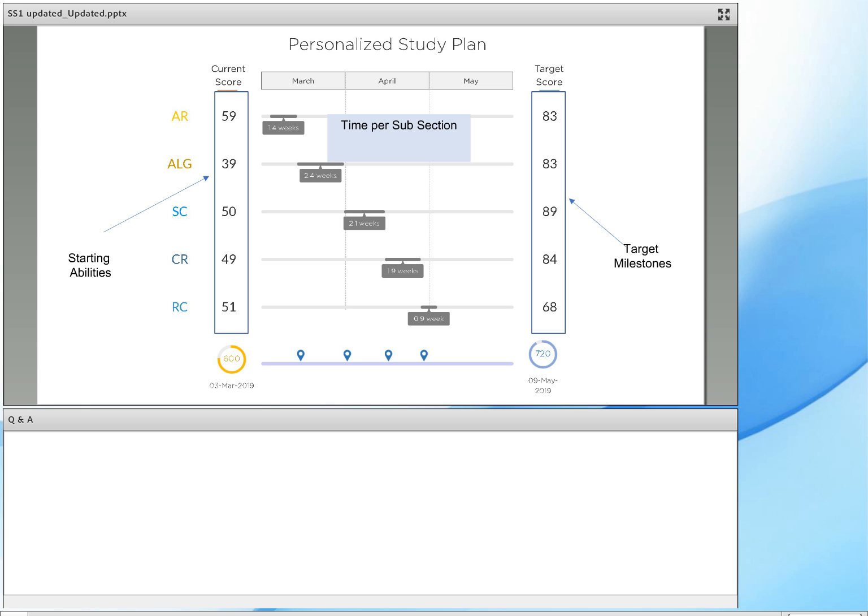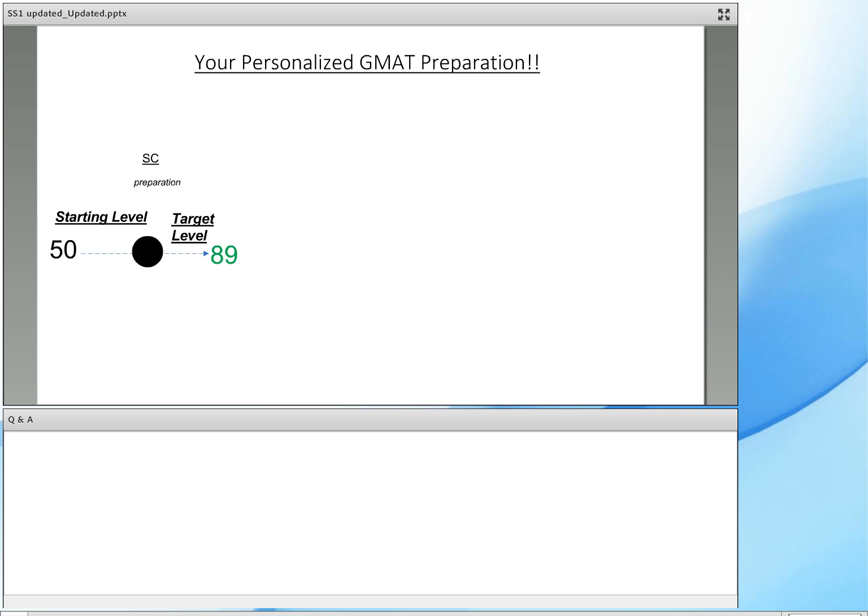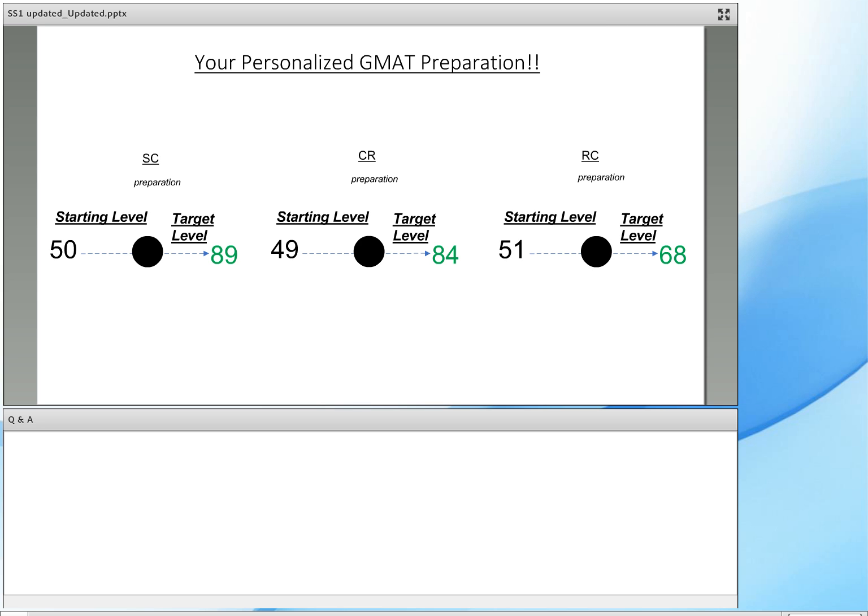So when you do this, your personalized GMAT preparation is no longer a black box in which you're studying. It is a set of neatly defined milestones where you go from a starting ability to an ending ability overall. If you hit these milestones, you can be very certain that you will get to that target GMAT score.